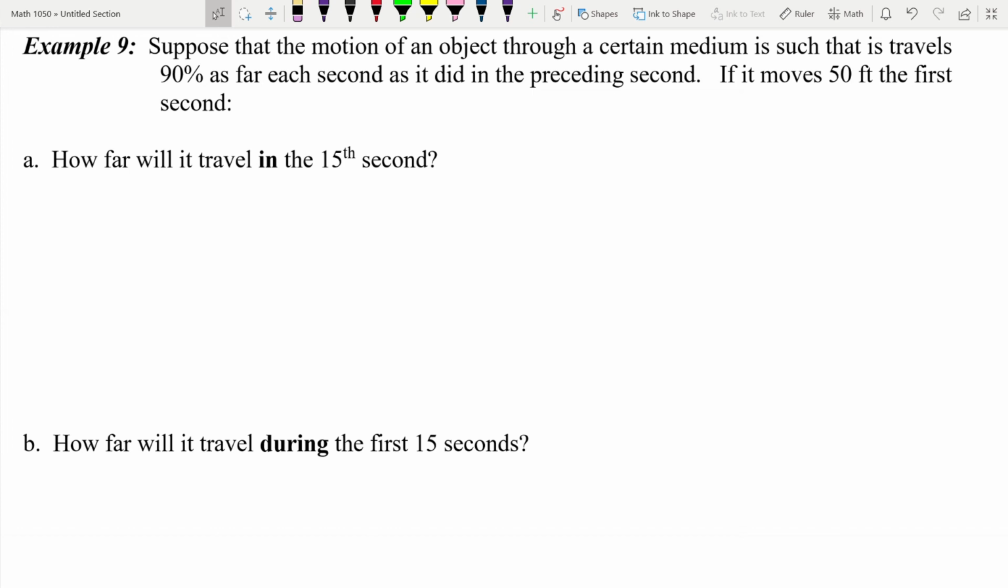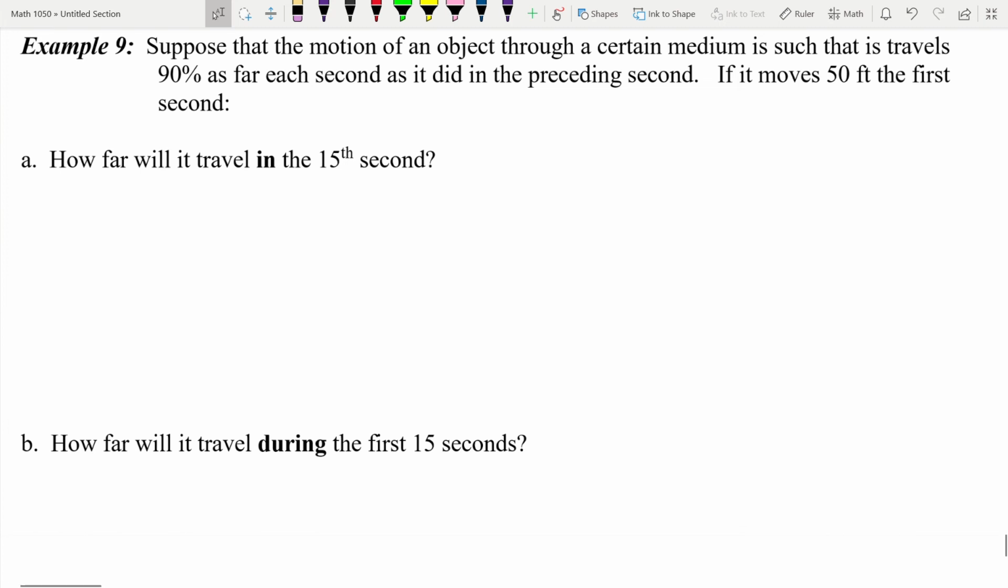Okay. So suppose the motion of an object through a certain medium is such that it travels 90% as far each second as it did the preceding second. If it moves 50 feet the first second. So this is like the little sister on the swing, right? So it goes really high, and then it goes 90% as far, 90% as far, 90% as far. It's never going to stop, because there's always a 90% of something, no matter how tiny the movement is, okay?